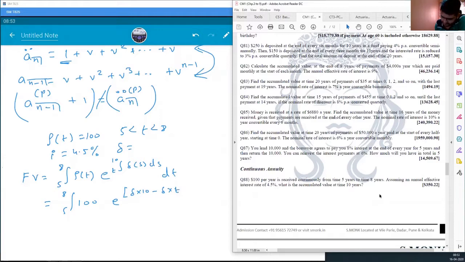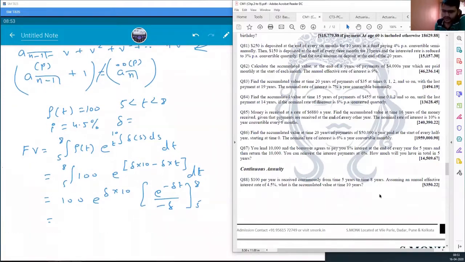And dt. In actuality, 100 e raised to delta into 10, times e raised to minus delta t by minus delta, from 5 to 8. Do you understand this? We can solve it in this manner.